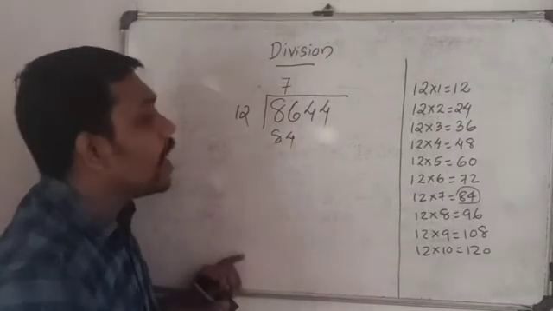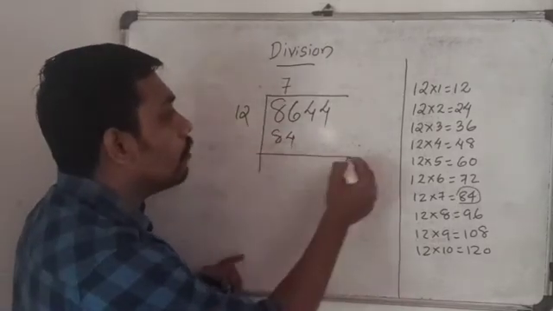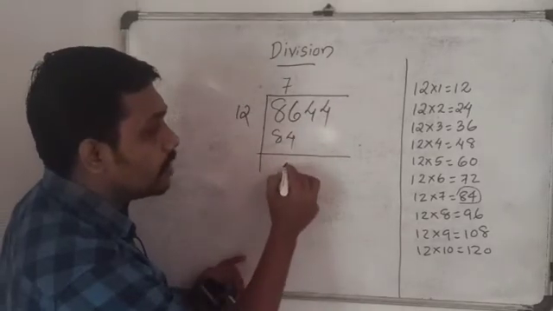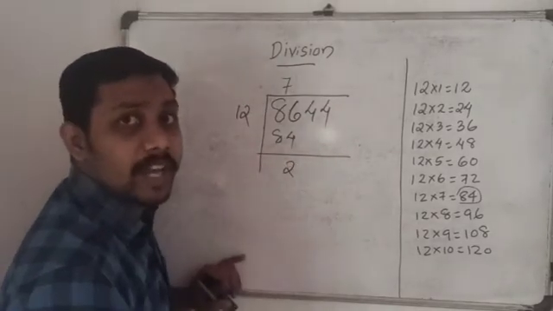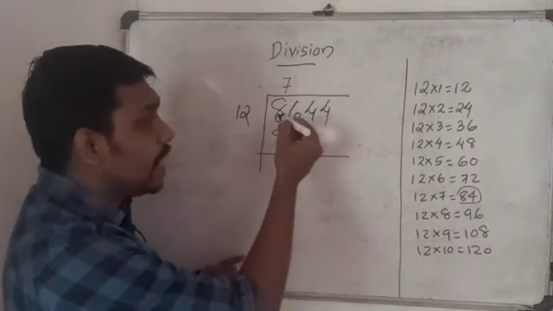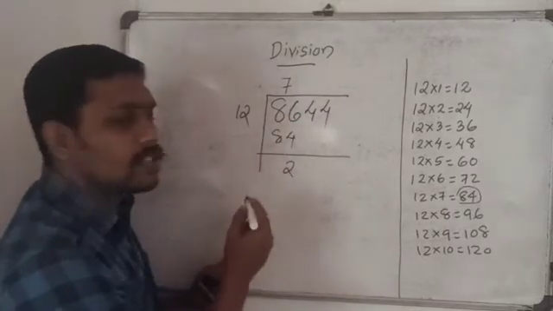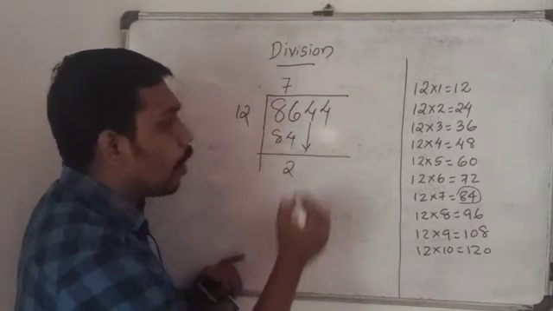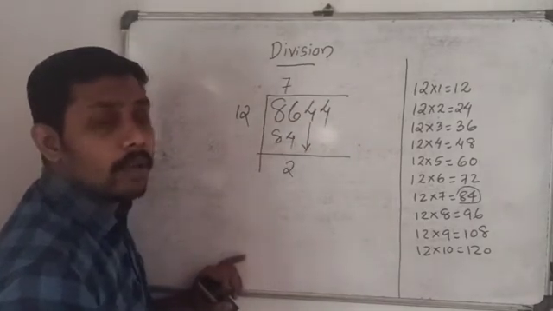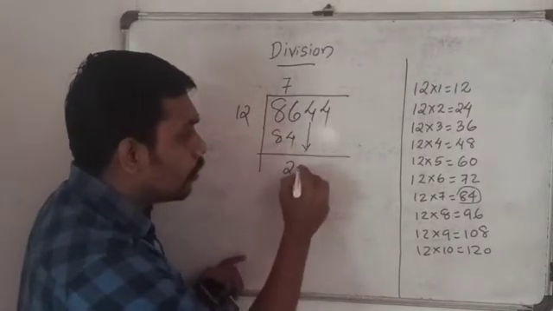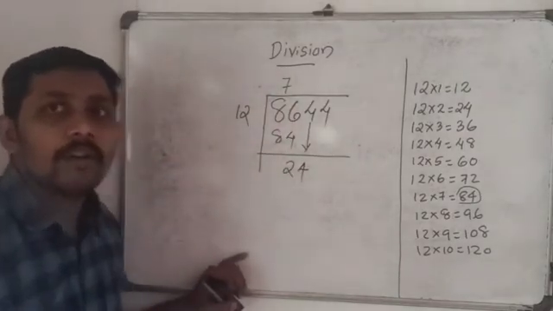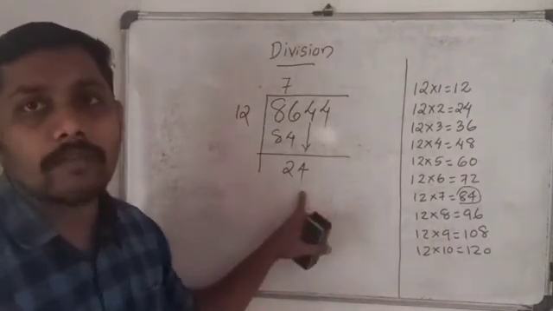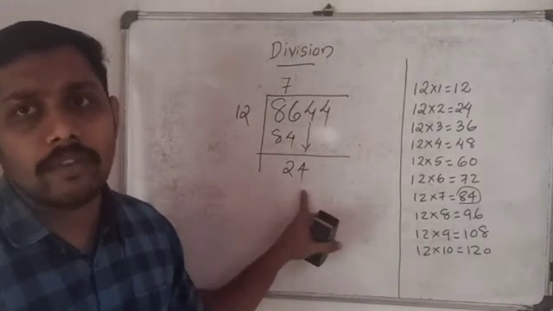7 12s are 84. And now what will we do? We will subtract the number. So 6 minus 4 is 2. And again 8 minus 8, 0. There is no need to write it. And now we will bring down 4 here. The number becomes 24. So we need to know whether 24 is a multiple of 12.